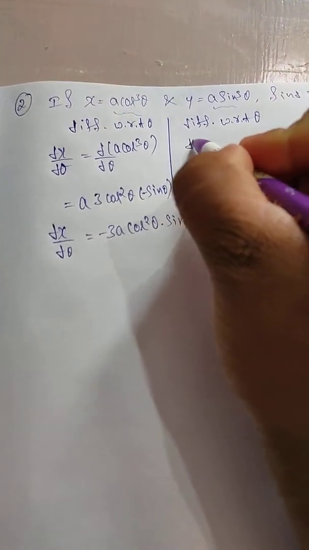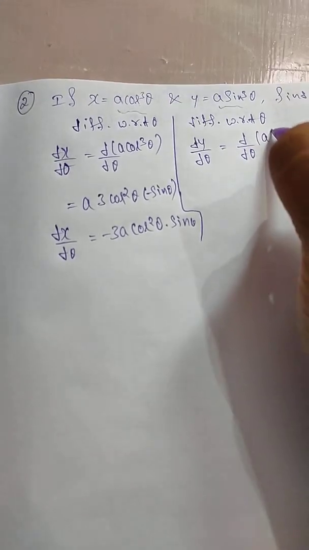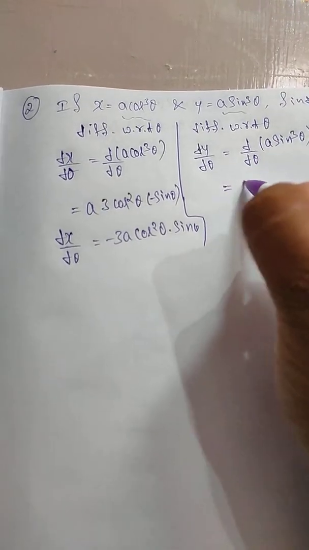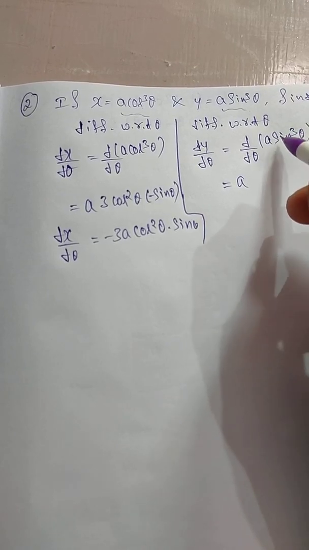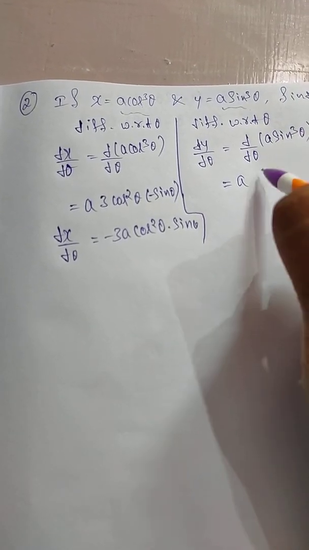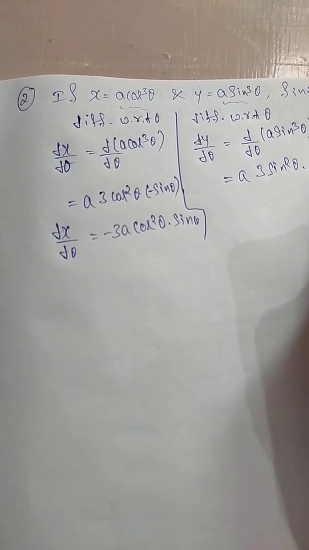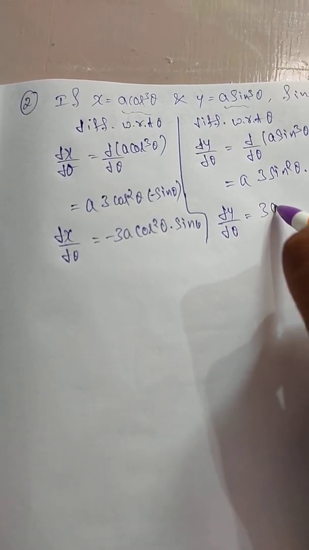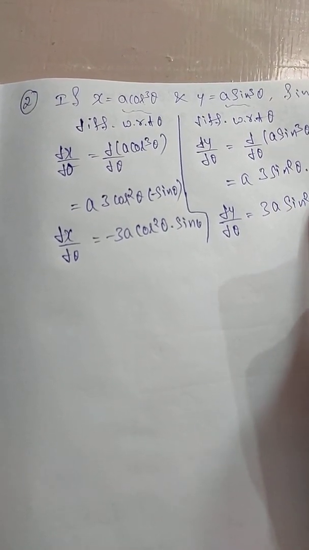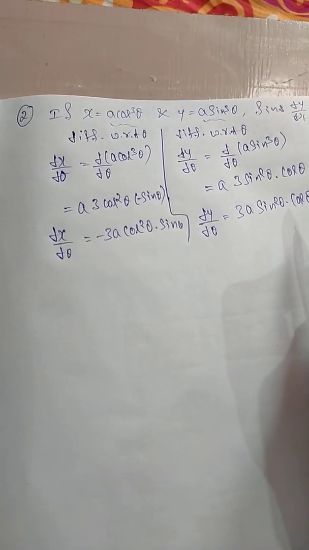Now differentiate with respect to theta. dy by d theta is equal to the differentiation of a sin cube theta. Here a is a constant. You want to differentiate the sin cube theta. First you want to differentiate the power and then you want to differentiate the base. So what is the differentiation of sin cube theta? 3 sin square theta. Again the differentiation of sin theta is cos theta. Now dy by d theta is equal to 3a sin square theta into cos theta.